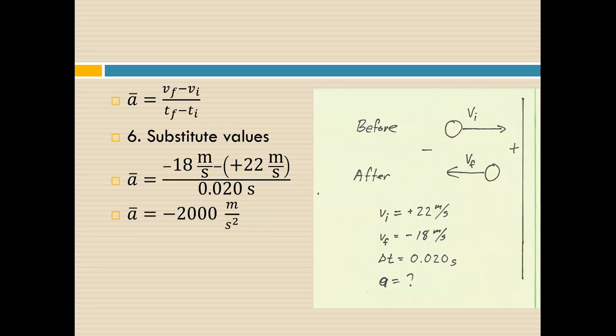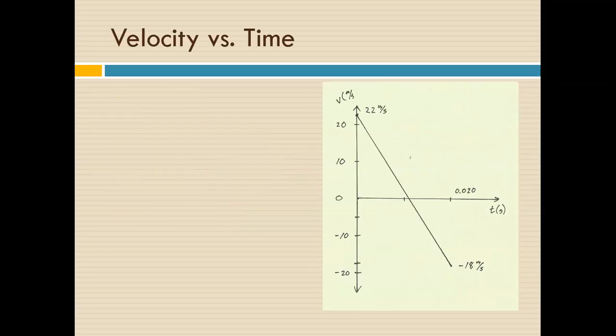There is another way of doing this. I can make a velocity versus time graph. If I make a velocity versus time graph, it becomes obvious what the answer is going to be, because we see that the slope of the graph is going to give us our acceleration. What do I mean by that? We take a look at the graph.